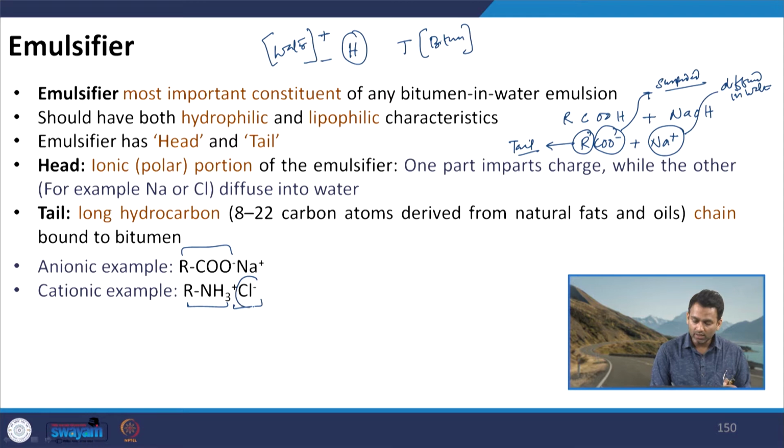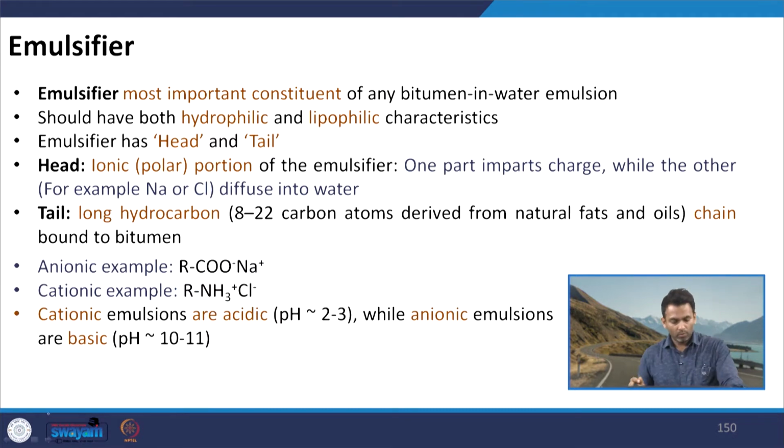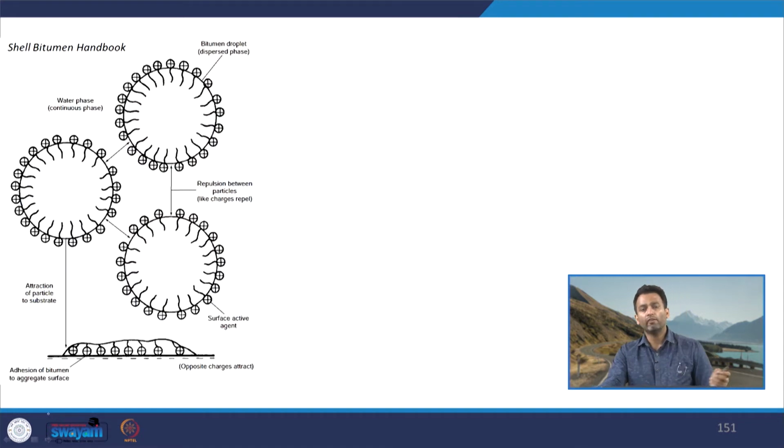So here Cl minus is diffused in the water, the part of the head, whereas NH3 plus is suspended on the surface. So this provides the overall charge, and that is why cationic emulsion has positive charge, and here also R is bound to the bitumen. Now since an acid is used to produce the cationic form of emulsion, cationic emulsions are acidic in nature and their pH varies typically between 2 to 3, while, because of obvious reasons, anionic emulsions are basic in nature and their pH ranges from approximately 10 to 11.